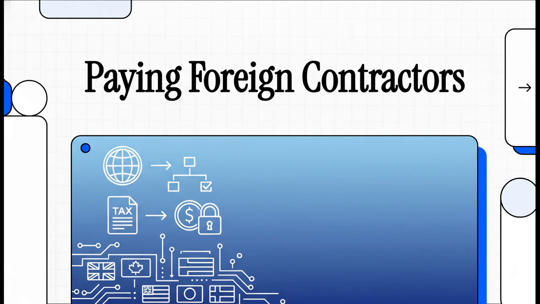So your business is going global. You're hiring the best talent from all over the world, which is fantastic. But here's the thing. With that huge opportunity comes a major compliance trap that, honestly, so many companies fall into. Today, we're going to break down the one critical mistake U.S. companies make when paying foreign contractors, and most importantly, how you can avoid it.